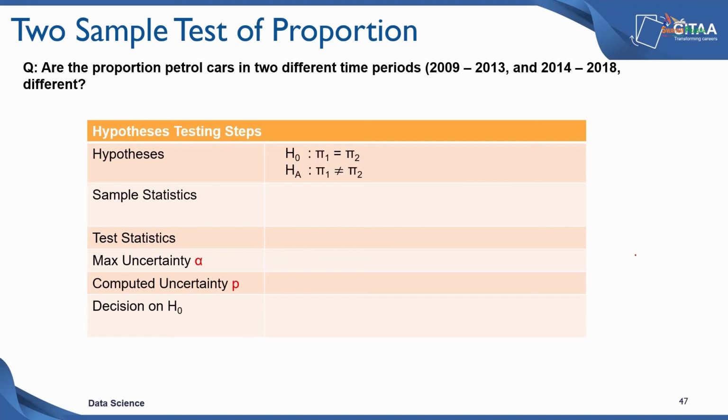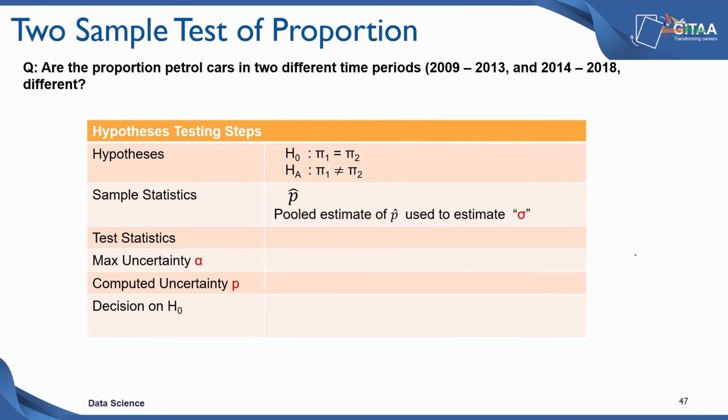So obviously the null hypothesis is that pi 1 is equal to pi 2, pi 1 being the percentage of petrol cars in the recent cars, vis-a-vis pi 2, the percentage of petrol cars in the older cars. The alternative hypothesis is that pi 1 is not equal to pi 2. The sample statistic we will use is again p hat, and because there are two different groups, we will have a p1 hat and a p2 hat.